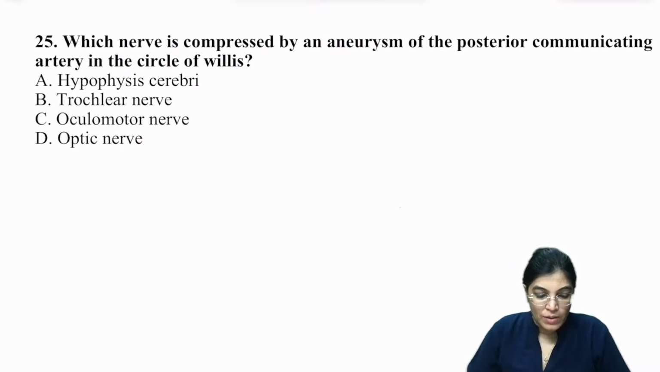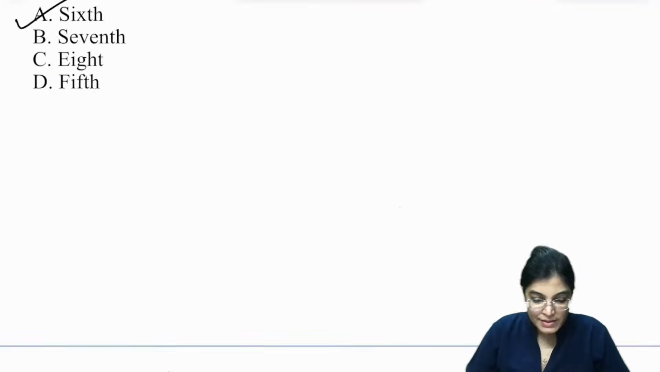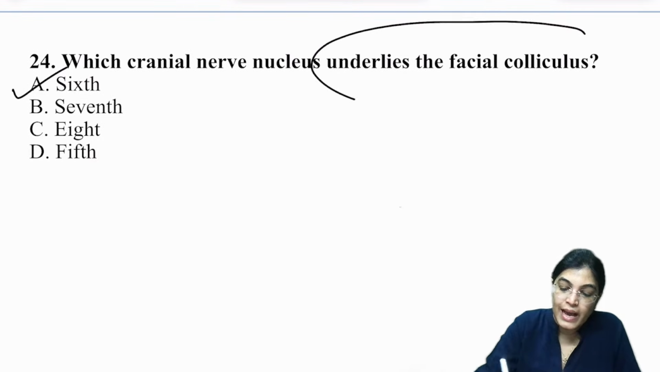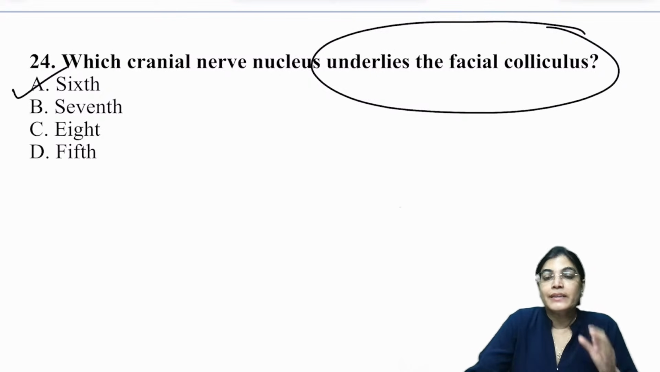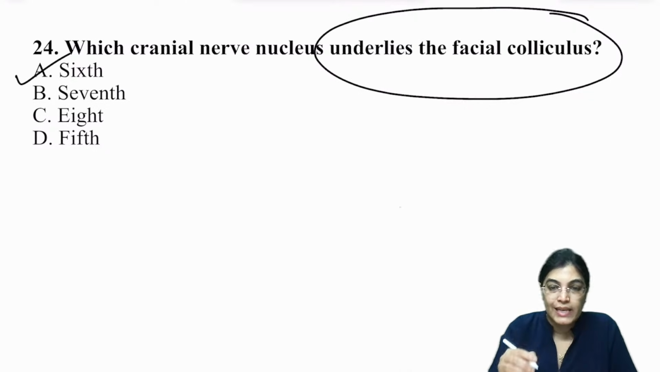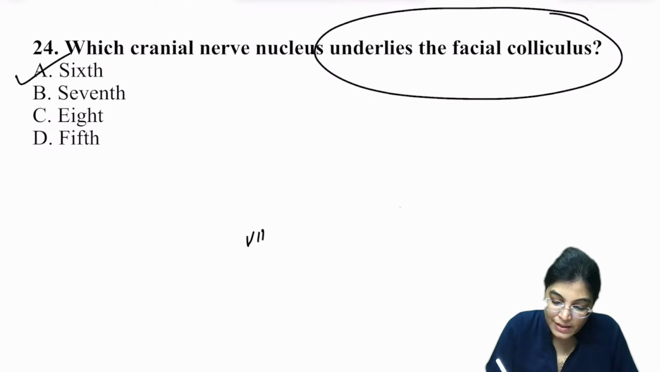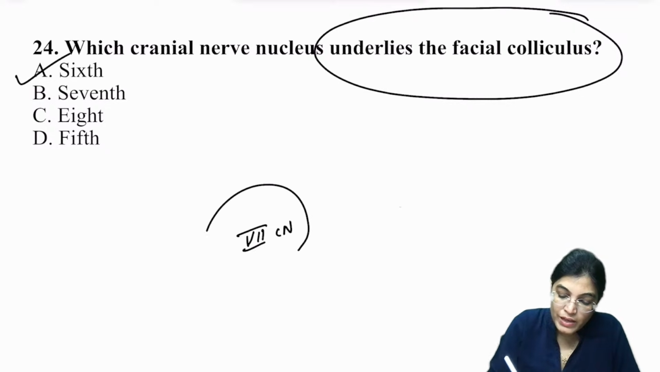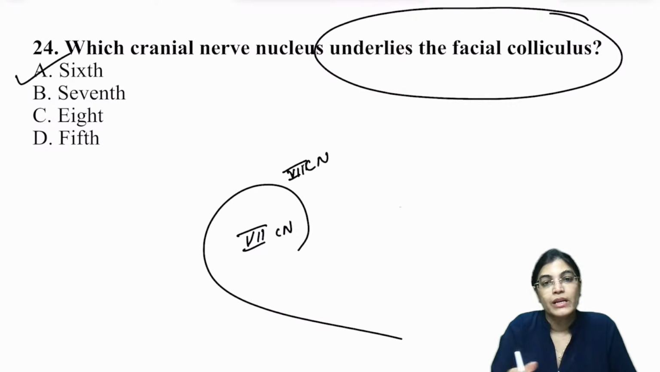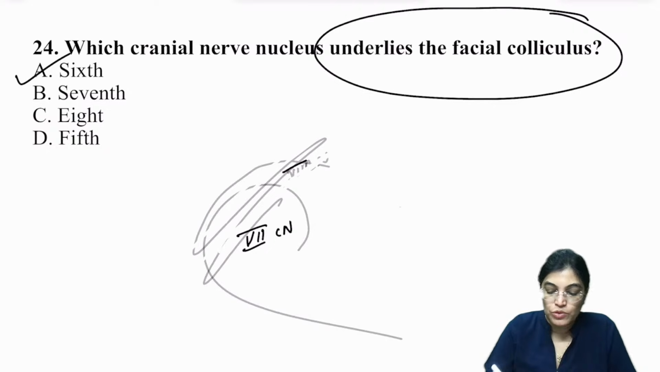Now, coming to question 24, A is the right answer, dear. A, 7th. Why not B? They have asked which cranial nerve lies underneath the facial colliculus. The facial colliculus is the elevation in which lies the 6th cranial nerve nucleus, which is surrounded by the facial nerve, the 7th cranial nerve. So basically, if we are talking about underneath, the best answer will be the abducens nerve. Okay, done.